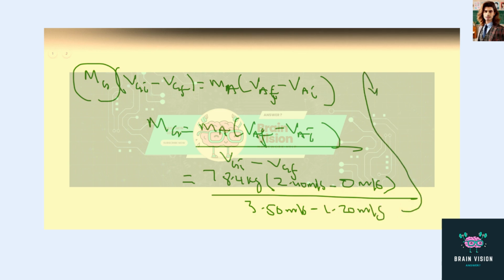When you solve that, you end up getting the mass of the gas canister, which happens to be roughly 81.8 kilograms. You can confirm that with your calculator: 78.4 times 2.4, and then you divide that by 3.5 minus 1.2, and that gives you 81.8 kilograms. So that's the mass of the canister.